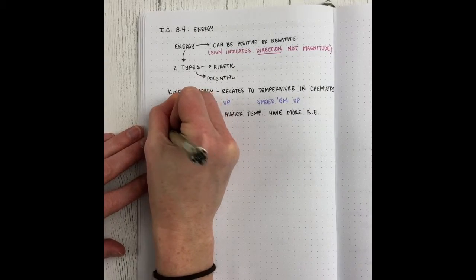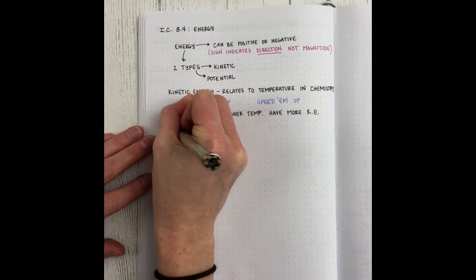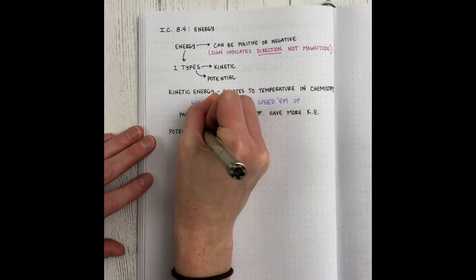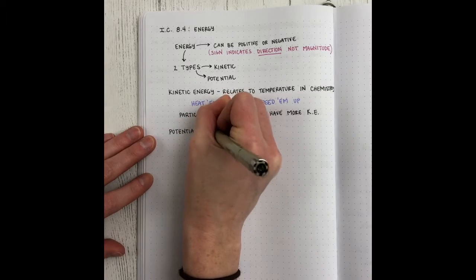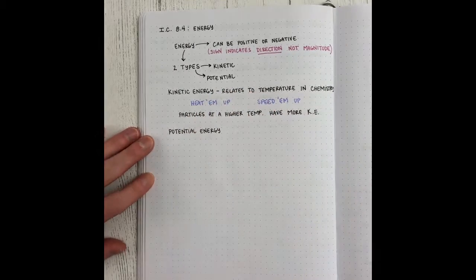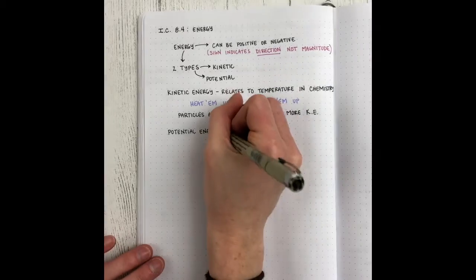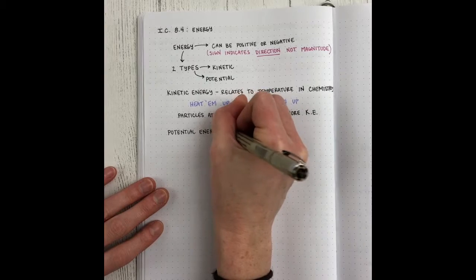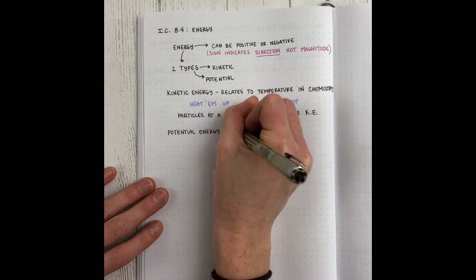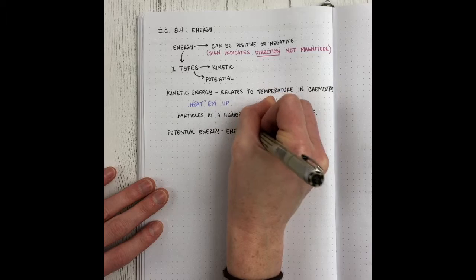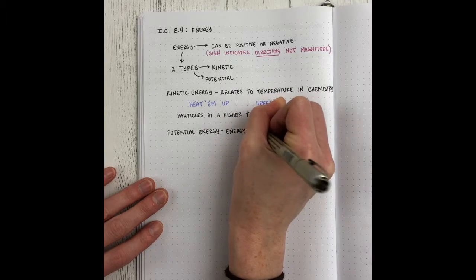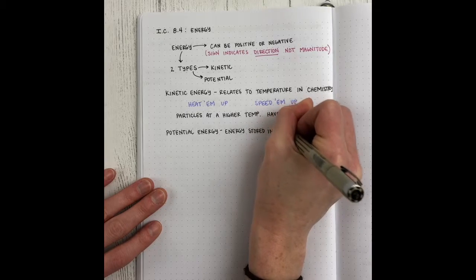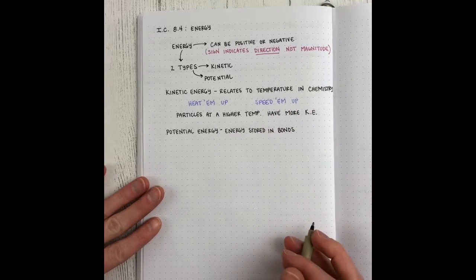And then potential energy. Usually when we think of potential energy in general, we picture potential energy in terms of physics. Winding up a rubber band or holding something up high before dropping it. Picture a roller coaster cresting the top of a hill right before it drops. It has high potential energy and low kinetic energy. But in chemistry, potential energy is the energy that is stored in bonds. It's the potential that chemicals have to react with one another.